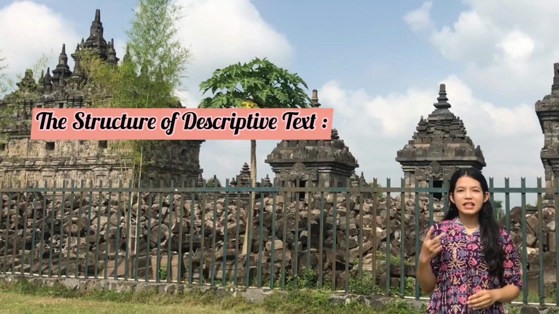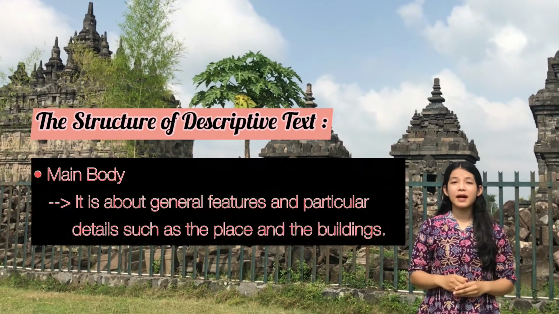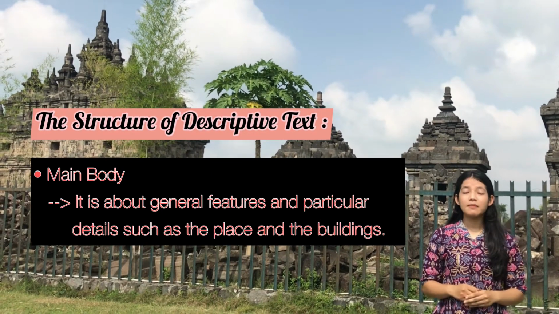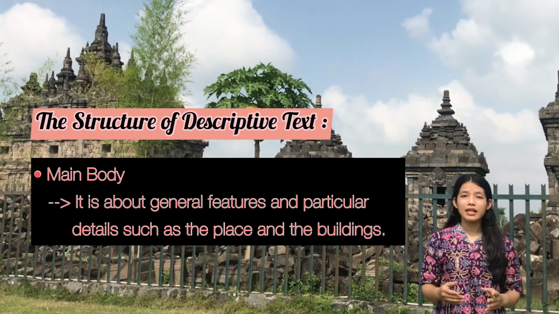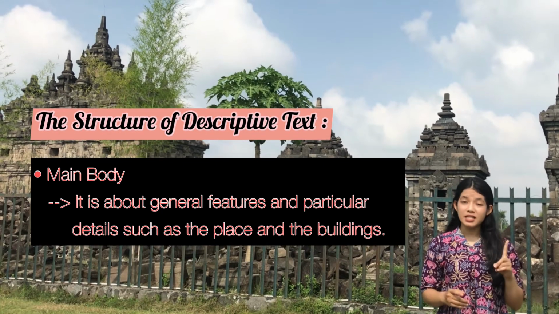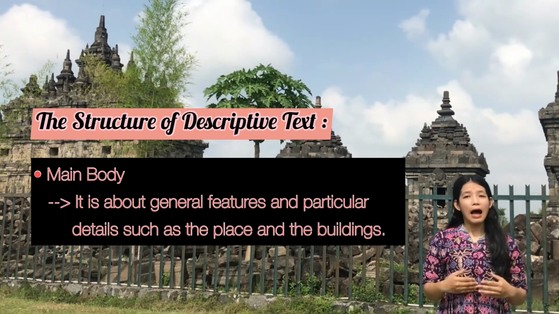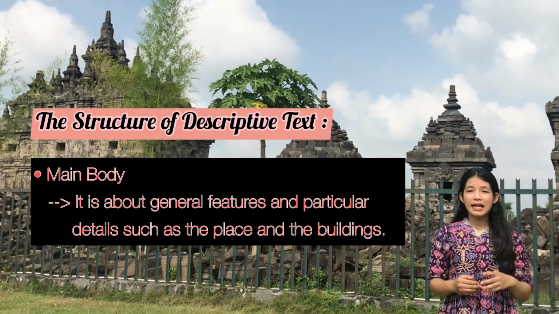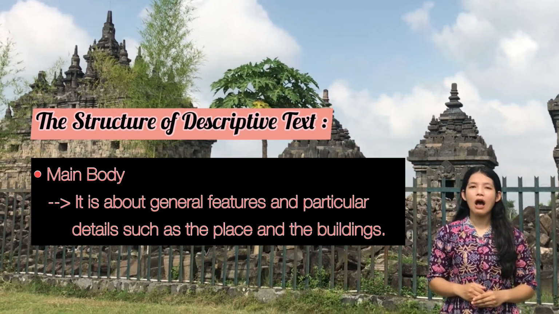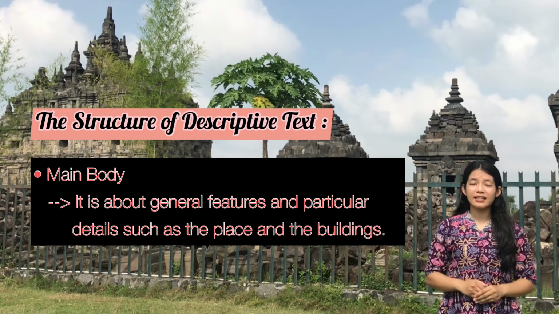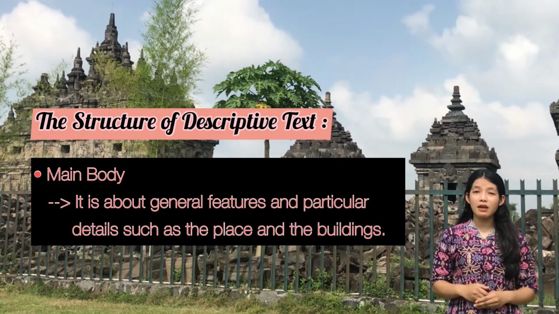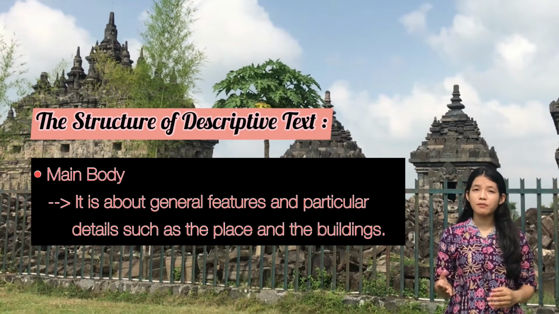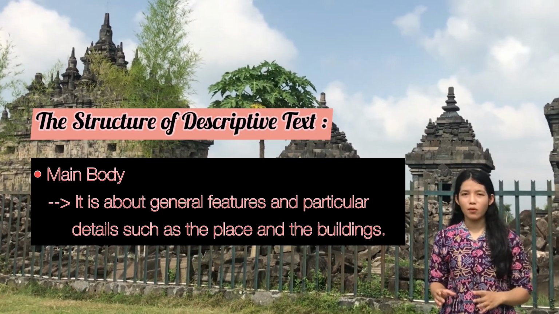The second structure is a main body. It is usually in paragraph 2. A main body gives both general and specific details about, first, the place, such as how the surroundings, sites, and facilities are. Second, about the buildings, also how the surroundings are and the detailed description of the exterior and interior of the buildings. It usually moves from the general to specific ones.